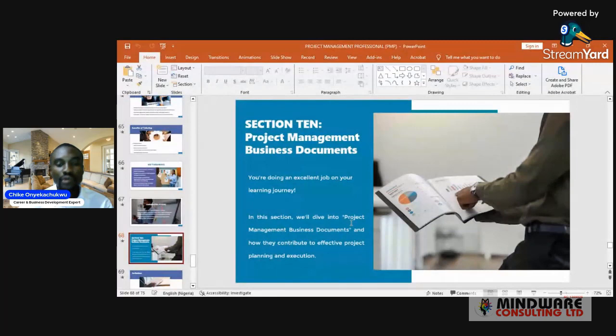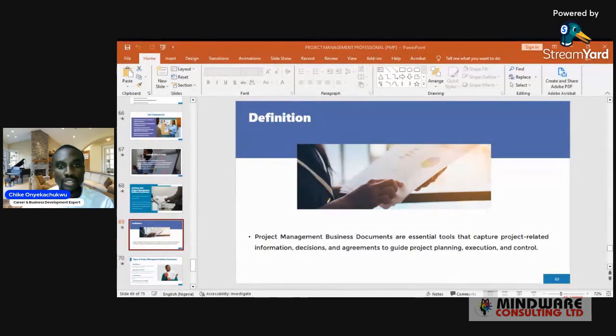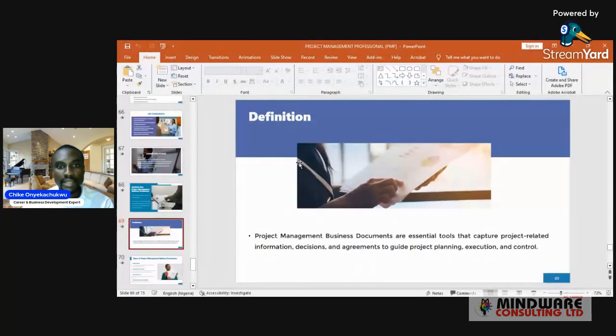Welcome, welcome, welcome. Now, in every profession, you have your documents, right? You have your books. In project management, we have ours. So what are those documents that we use as project managers, right? And how do they contribute to effective planning and execution? Right? So come along with me as we begin to look at them, okay?